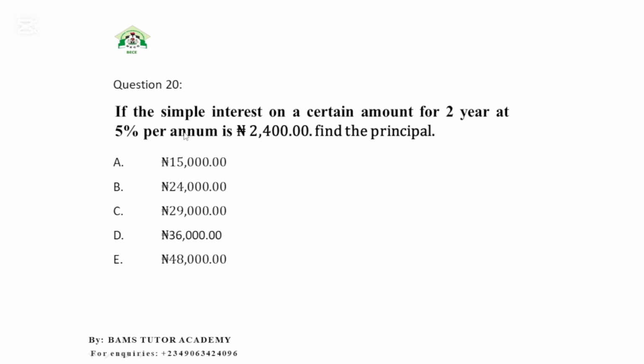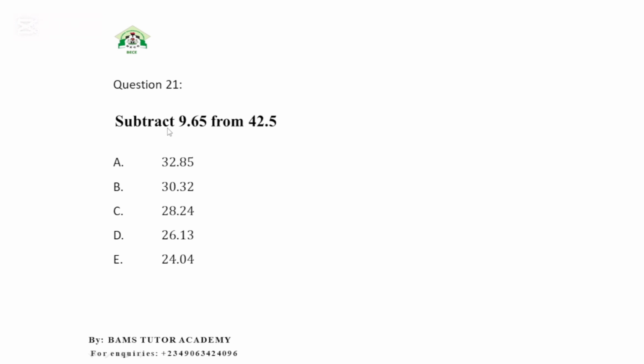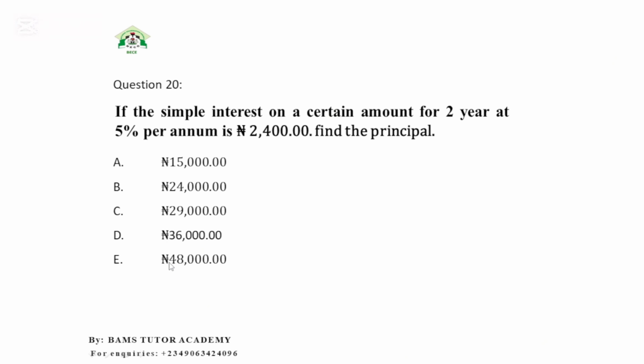So if the simple interest on a certain number, for 2 years at 5% per annum is 2,400, find the principal. So first you need to know what the simple interest formula is. Simple interest is principal times rate times time over 100. Okay, so the simple interest is 2,400. Principal is what we want to get. The rate is 5% for 2 years.